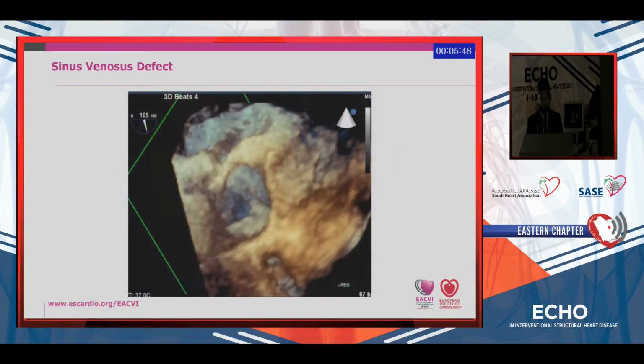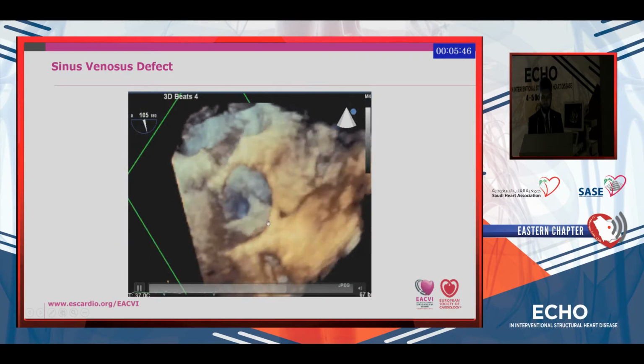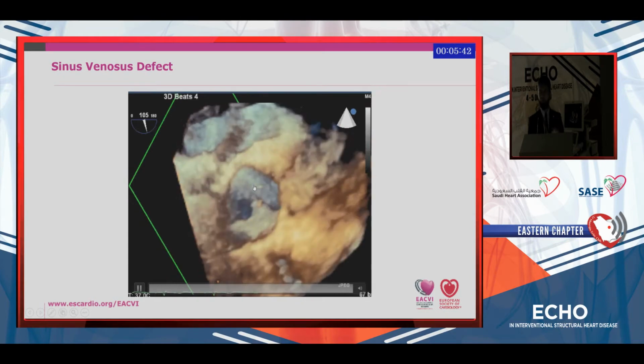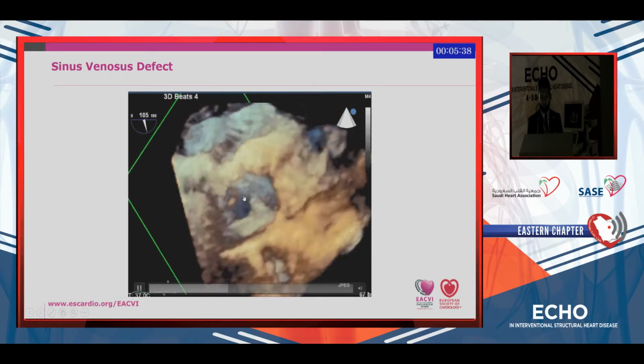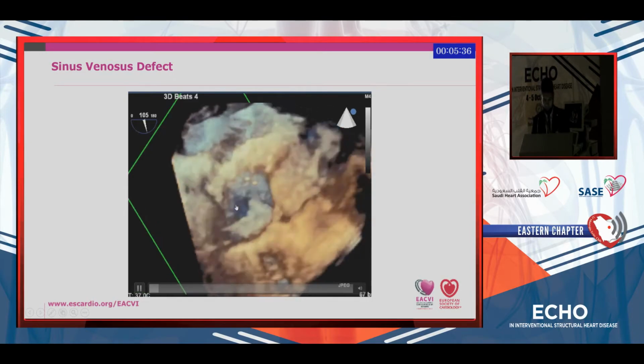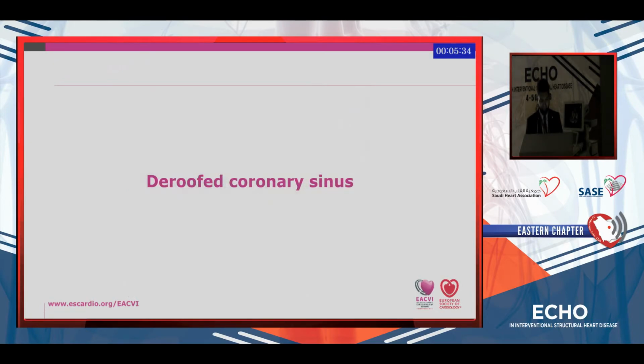This is the defect. And this view might be a bit confusing. This is superior vena cava opening. I'm looking from the superior vena cava itself, and I can see the opening of the right upper pulmonary vein. If you don't get it, forget it, no problem.